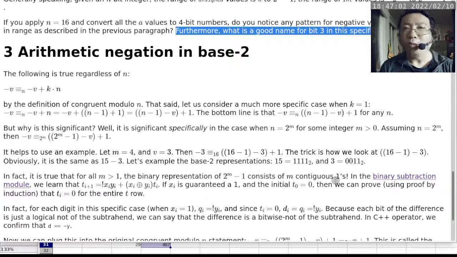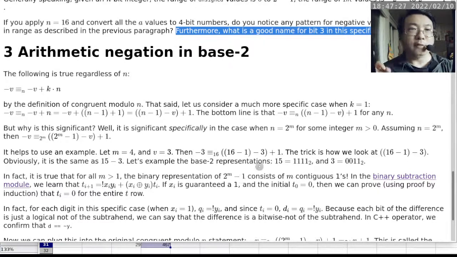What does that mean? Well, that means if you have m being 16, then 2 to the power of 16 minus 1 is going to be, in binary, 1 1 1 1 1 1 1 1 1 1 1 1 1 1 1 1. 16 contiguous ones. All right? So that is interesting. Why is that interesting?